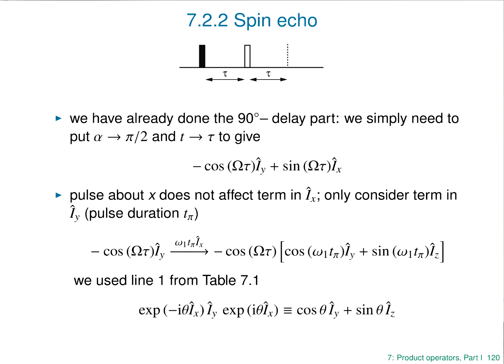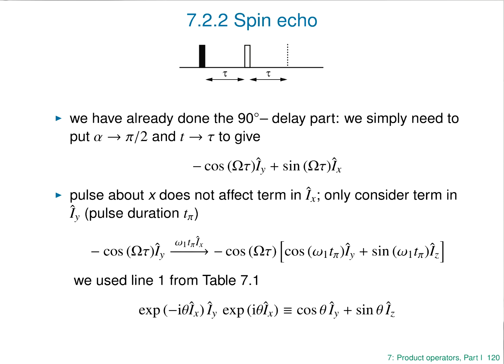On the left of the arrow, minus cos omega tau iy, which is what we start with. Over the arrow, the Hamiltonian times time. And the Hamiltonian is little omega 1 ix, because it's an x pulse. And the duration of the pulse is t pi, as I just said. And that is a rotation of y about x. And that is line 1 from the table. And that's shown at the bottom of the slide.